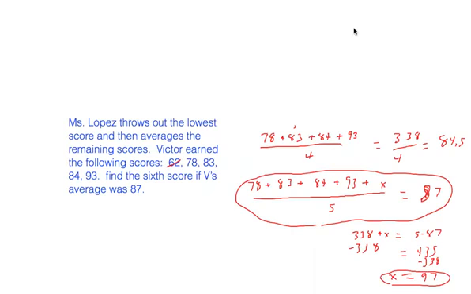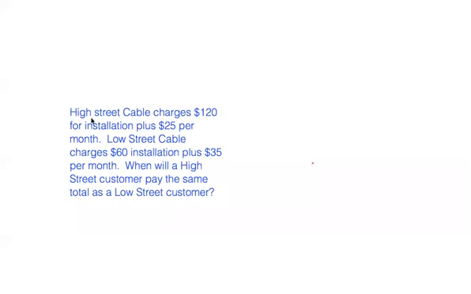Let's look at a couple more problems. High Street Cable. The first cable company charges $120 for installation plus $25 per month. Low Street Cable charges $60 installation plus $35 per month. When will the High Street customer pay the same as a Low Street customer? How could we do that?